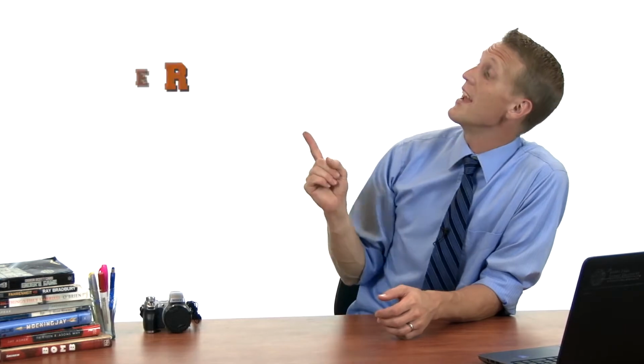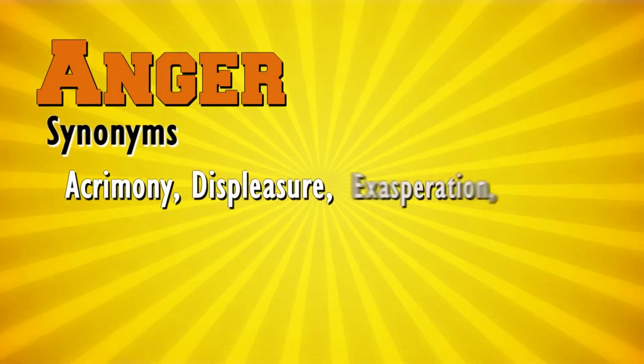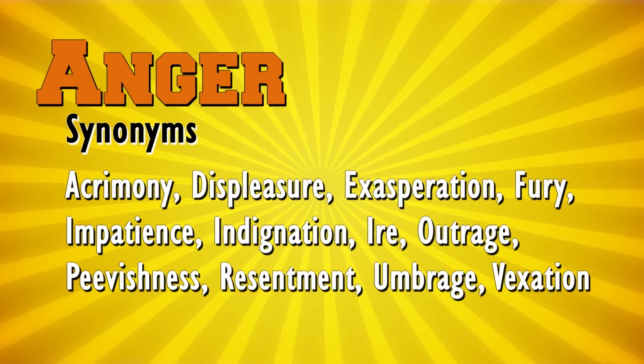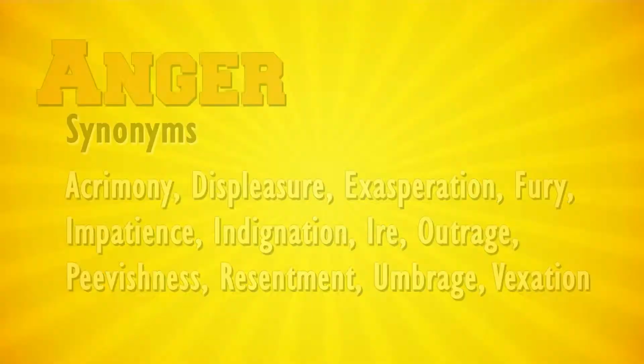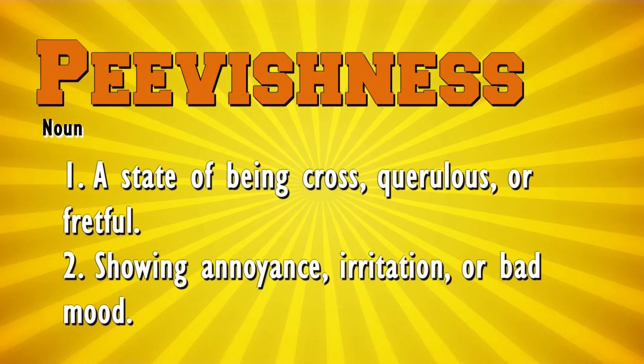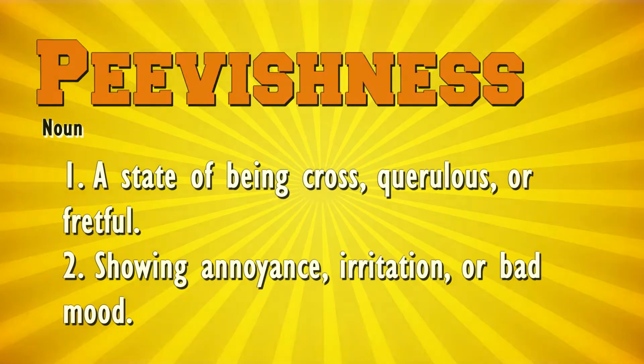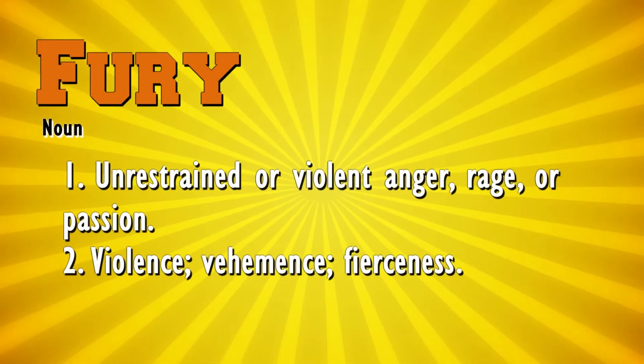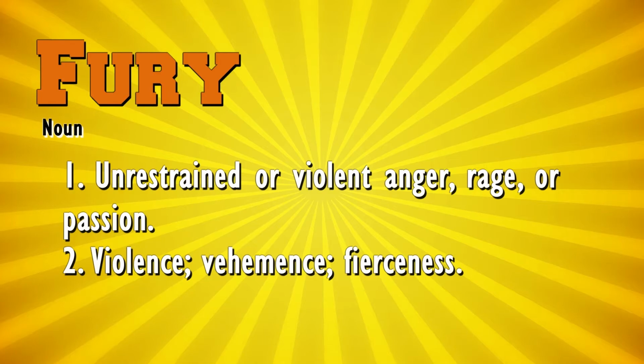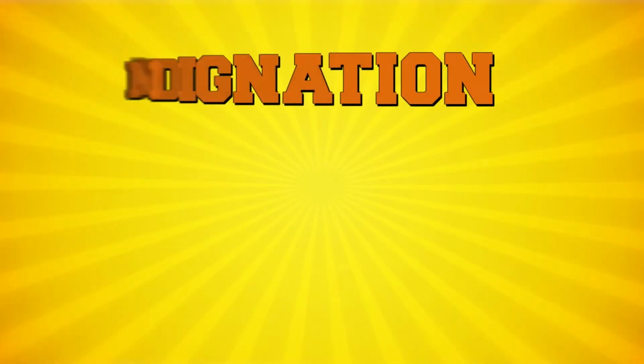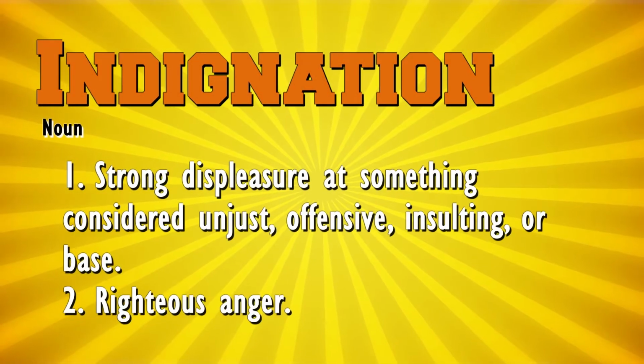For example, take the word anger. Anger has a plethora of synonyms, but each one has its own unique nuances. You've got peevishness, which is like the annoyed, irritated, bad mood kind of anger. Then there's fury, which is an unrestrained, violent kind of anger. And then you've got my personal favorite, indignation, which is a sort of righteous anger you get when someone else does something unjust or insulting or ethically unforgivable. According to the thesaurus, these words are all synonyms, but that doesn't mean they're exactly the same.